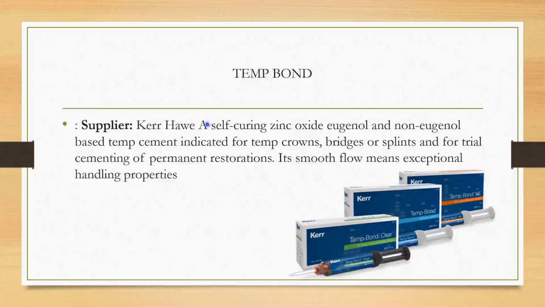We have another one which is called temp bond. Temp bond is usually used for temporary crowns, bridges, or splints, or for trial cementing of permanent restoration. One of the common brands is Care, and sometimes it comes as a syringe type. So you just have to take the syringe and give it to the dentist, and then they'll place it in the patient's mouth, and then they'll put the temporary crown or the bridge or the splint, and then they wait for the setting, and then they're good to go.